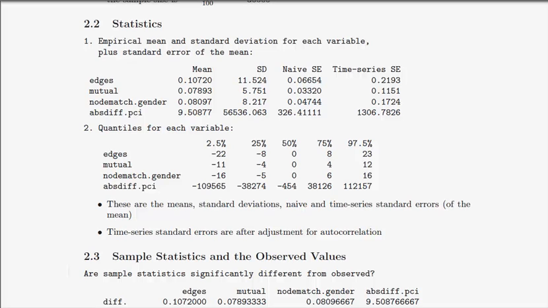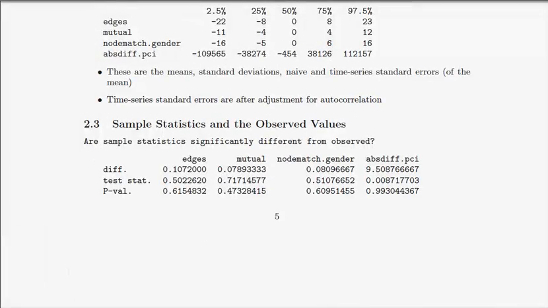What is naive standard error as opposed to time series standard error? The time series standard errors are calculated after adjustment for autocorrelation because there is going to be correlation between the data at different points in time. Those correlations are eliminated in getting the time series standard error. Naive standard error, on the other hand, is standard error based on all the data without any correction for correlations that may exist over time.